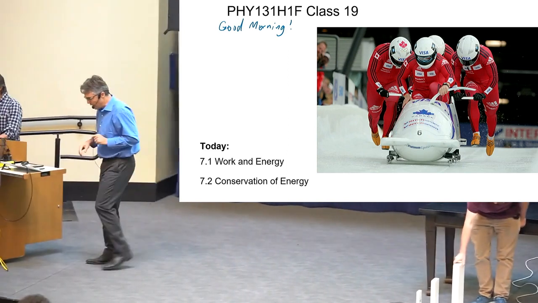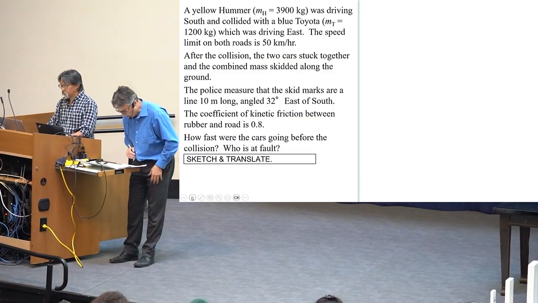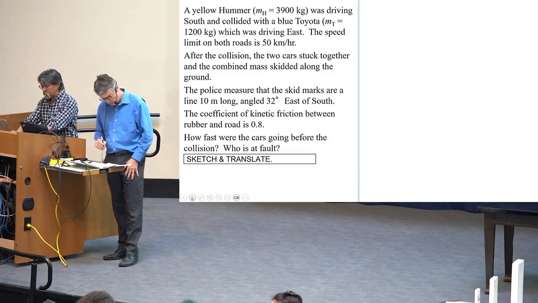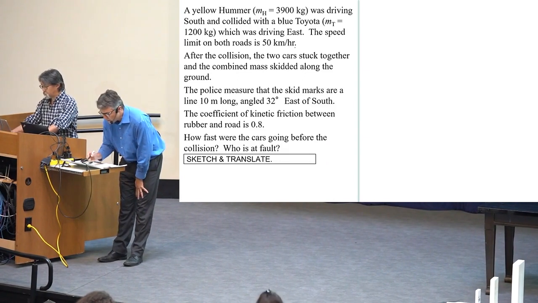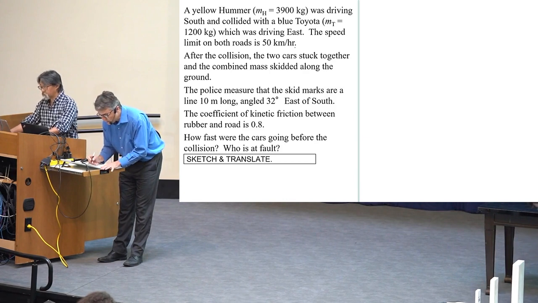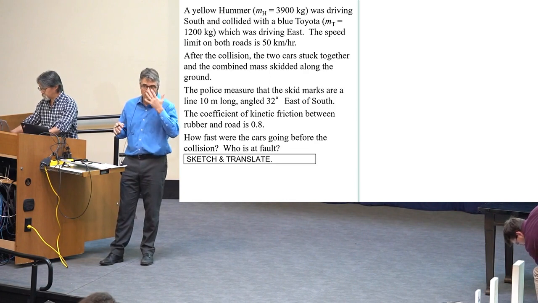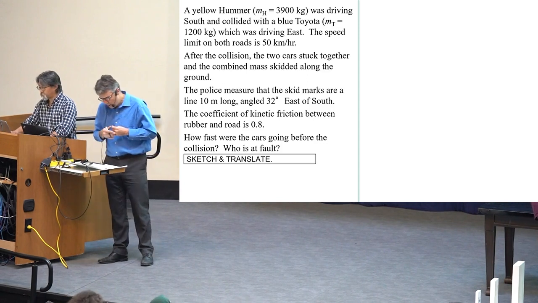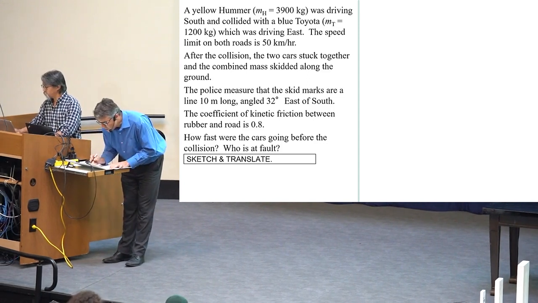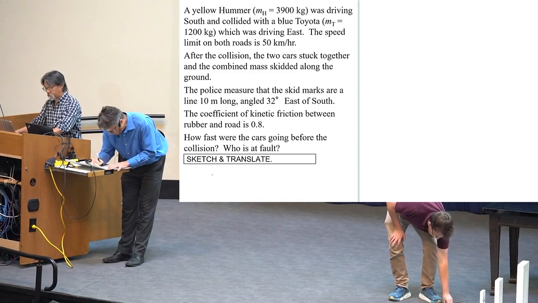But remember from Friday, I was going to collide these two cars and see if we could figure out who's at fault. There was a yellow Hummer driving south, colliding with a blue Toyota driving east. The speed limit was 50 kilometers an hour, and after the collision, the two cars stuck together, so we're going to call this a totally inelastic collision in the parlance of Chapter 7, actually, if you've read that far. The police measured that the skid marks are a 10-meter-long line angled 32 degrees east of south. So let's start sketching this out.